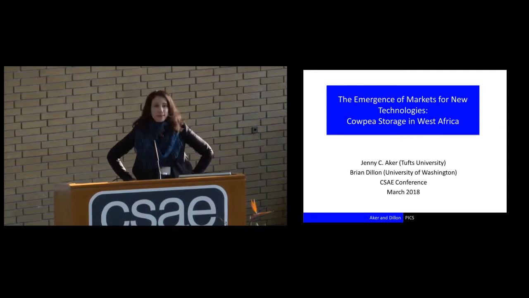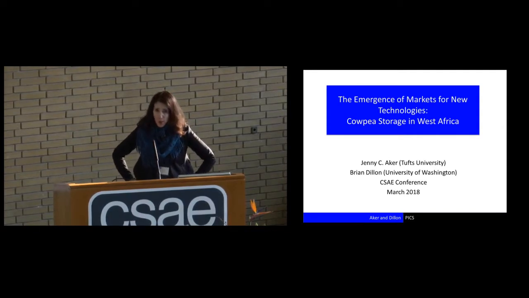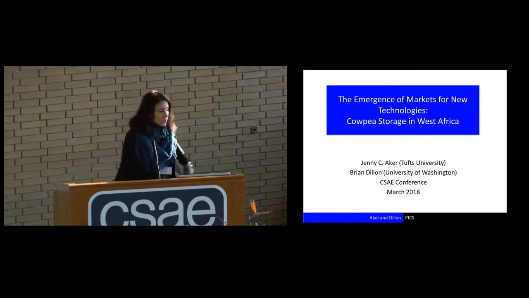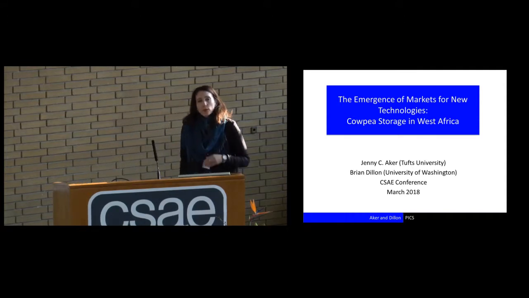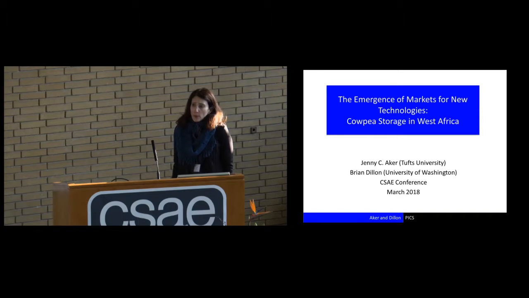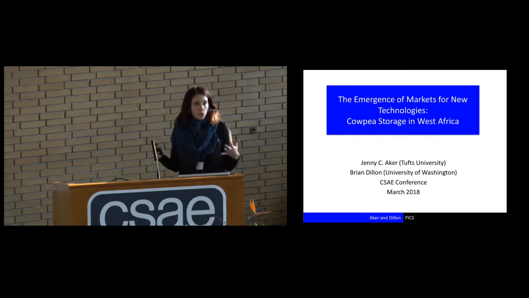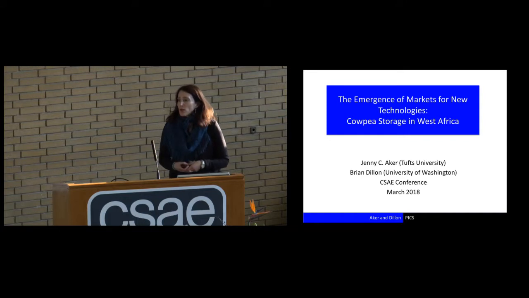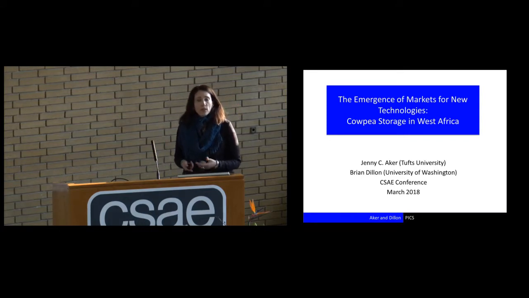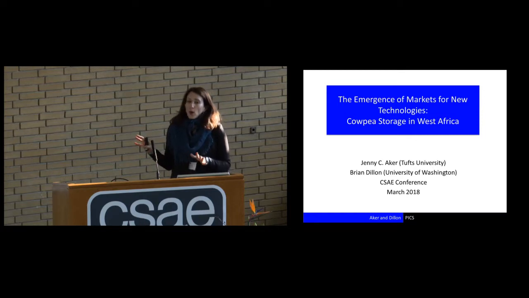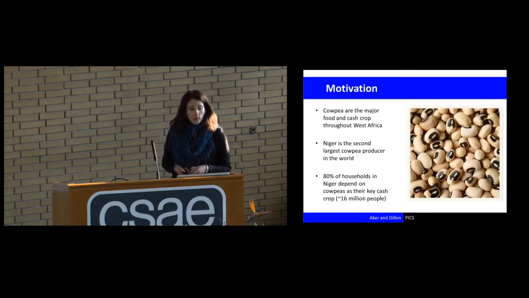I'm Jenny Aker. I'm very excited to be here, and I'm presenting some very preliminary work with Brian Dillon, who's at the University of Washington, which builds upon Lauren and Marshall and Ted's work, but in a quite different way. You motivated this by saying we're really interested in this issue of when we see this intra-annual price variation ranging from 20 to 60%, many farmers aren't taking advantage of this, and the question is really why. Lauren's work was focusing primarily on the credit constraint, and we're going to be focusing primarily on the storage constraint, looking at the case specifically of cowpea in West Africa.